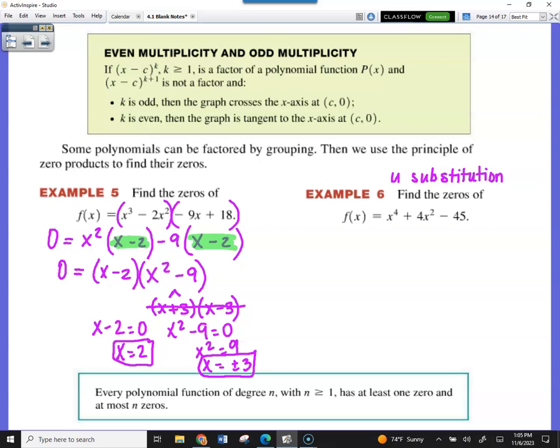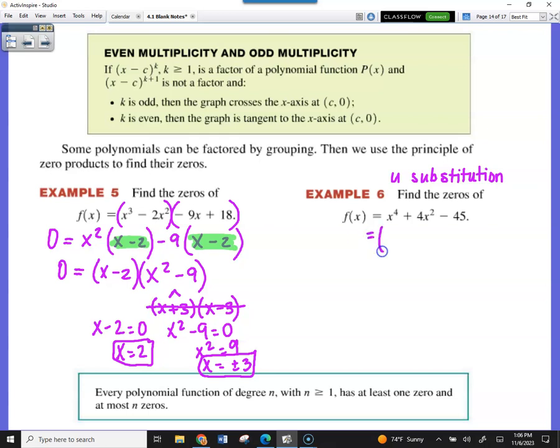So the zeros there are 2, 3, and negative 3. The next one says find the zeros, and it gives us a quartic polynomial. We're going to use U substitution. You with me? You watching film? No. We're going to use U substitution.